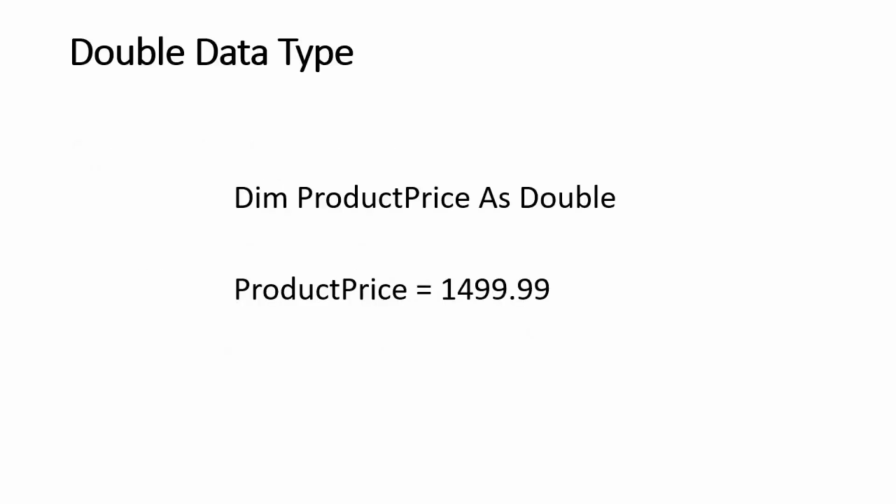Let's now look at the Double data type. Whenever you are dealing with money or measurement, you often need decimal values. So in this case, you would say Dim productPrice As Double, where productPrice can be equal to 1499.99.